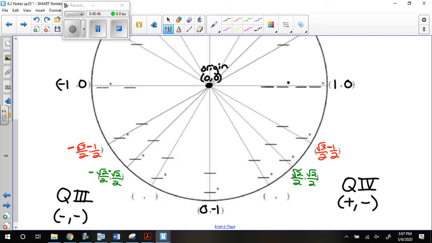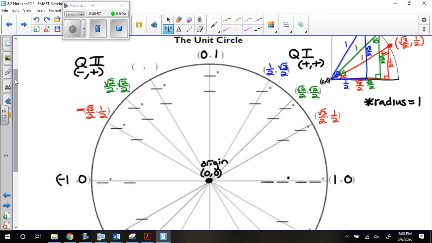Then I just have to make my sign adjustments. Since I'm already down here, these will both be negative. For the ordered pair in quadrant 4, the y value is negative. And for the green ordered pair in quadrant 2, the x value is negative.